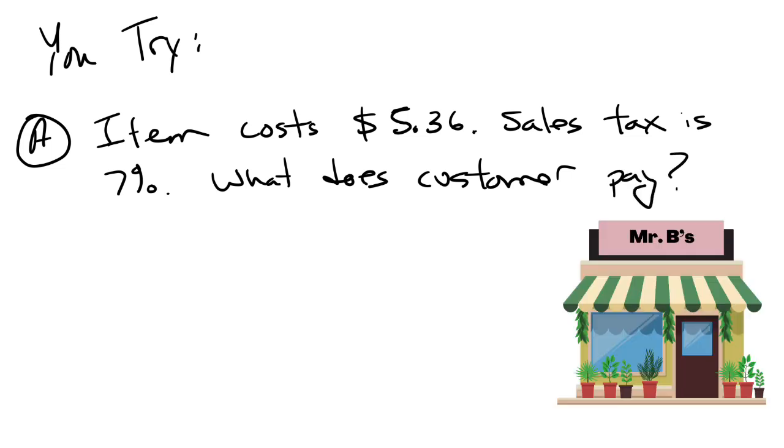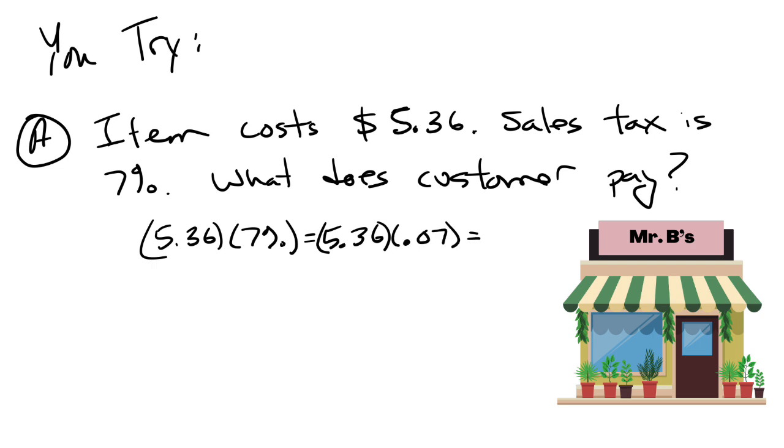An item is $5.36. Sales tax is 7%. What does the customer pay? All right, let's take a look. So we would need to take $5.36 and multiply it by 7%, which is $5.36 times 7%, the decimal is 0.07. When I punch that in the calculator, I get 0.38. It rounds to 38 cents.